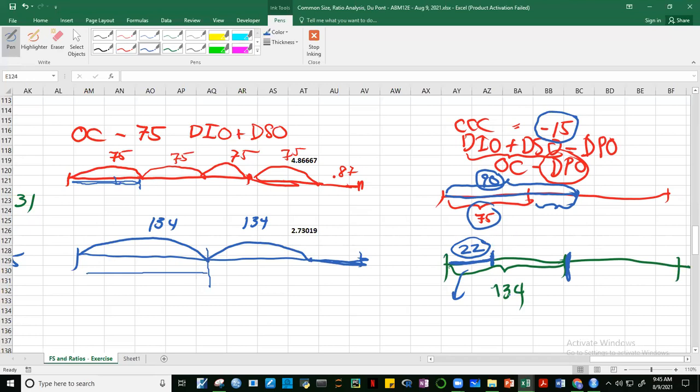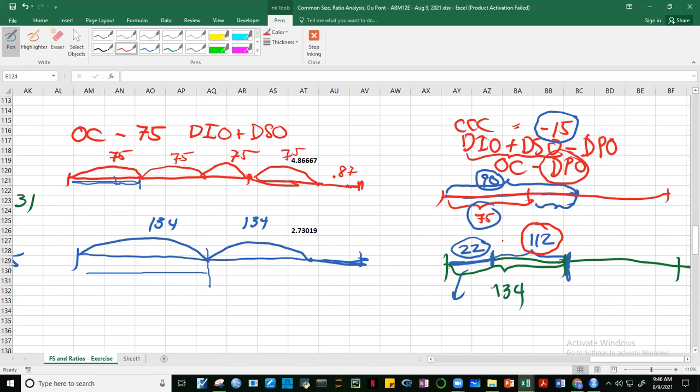Yung difference sa 134 to 22, ilan yun? This difference is how many? 134 minus 22, that's 112, di ba? 112. Okay, ano yung 112 na yan? 112 days. Okay, 112 days, guys, yung ipapa-finance nila dun sa paghiram nila ng short-term funds na yan. So magbabayad sila ng interest dyan. I hope you get the story, ano?